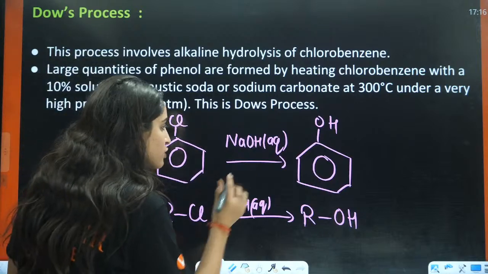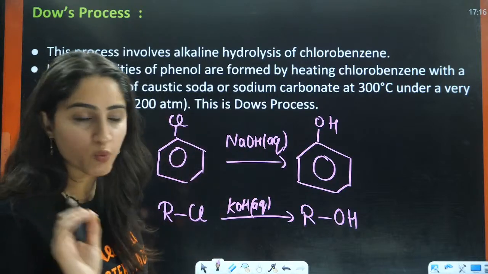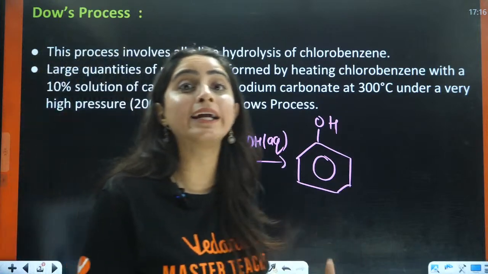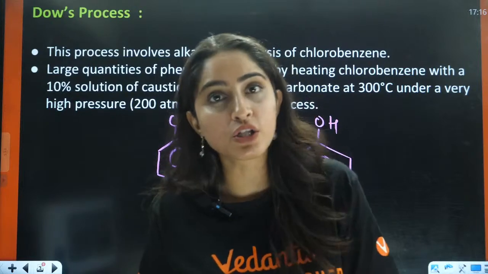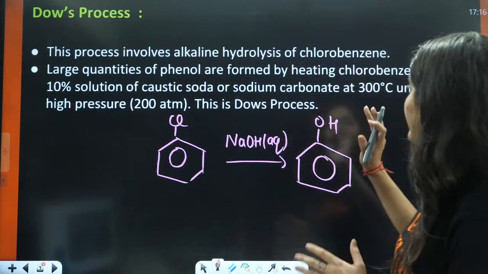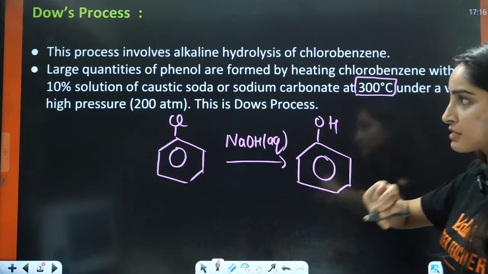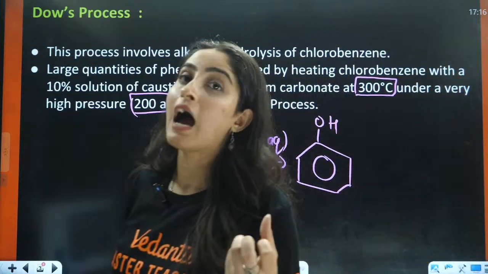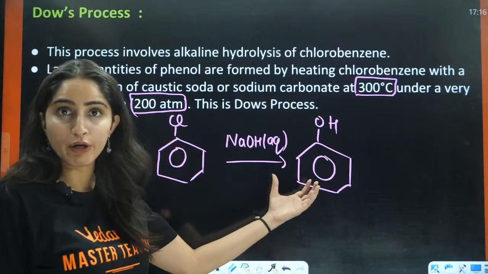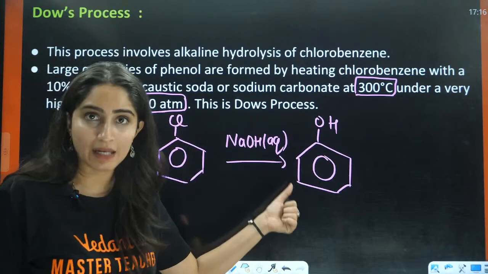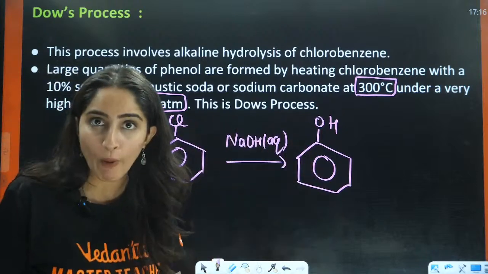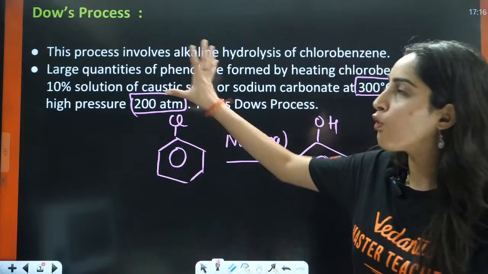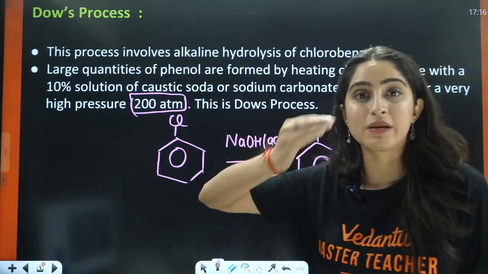But here I am saying it's not possible just by adding aqueous NaOH. You also have to give it high pressure and high temperature; only then is it possible. The high temperature is 300 degrees Celsius and the high pressure is around 200 atmospheres. Because of this, Cl has been converted to OH. Because of this high temperature and high pressure, it is called the Dow process. We have given it a specific name.